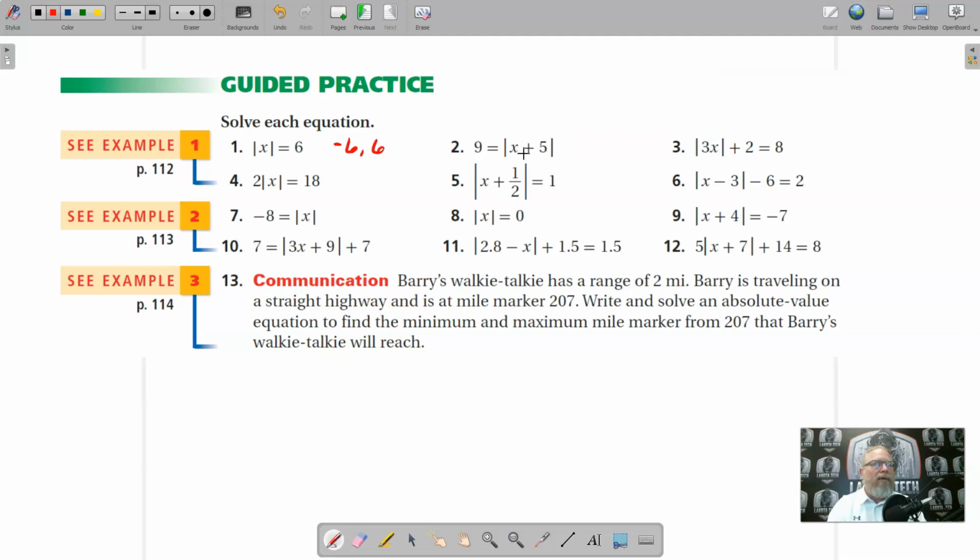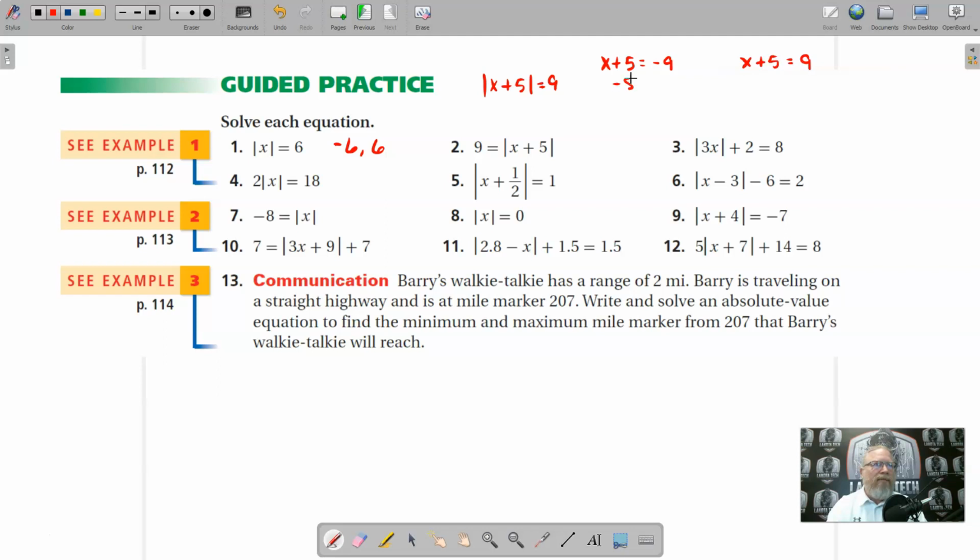Over here, number 2, we have the 9 equals absolute value of x plus 5. Well, if I rewrite that as absolute value of x plus 5 equals 9, we see that we already have the absolute value portion isolated on one side of it. So let's make our two cases. x plus 5 equals negative 9. And the other case could be x plus 5 equals a positive 9.